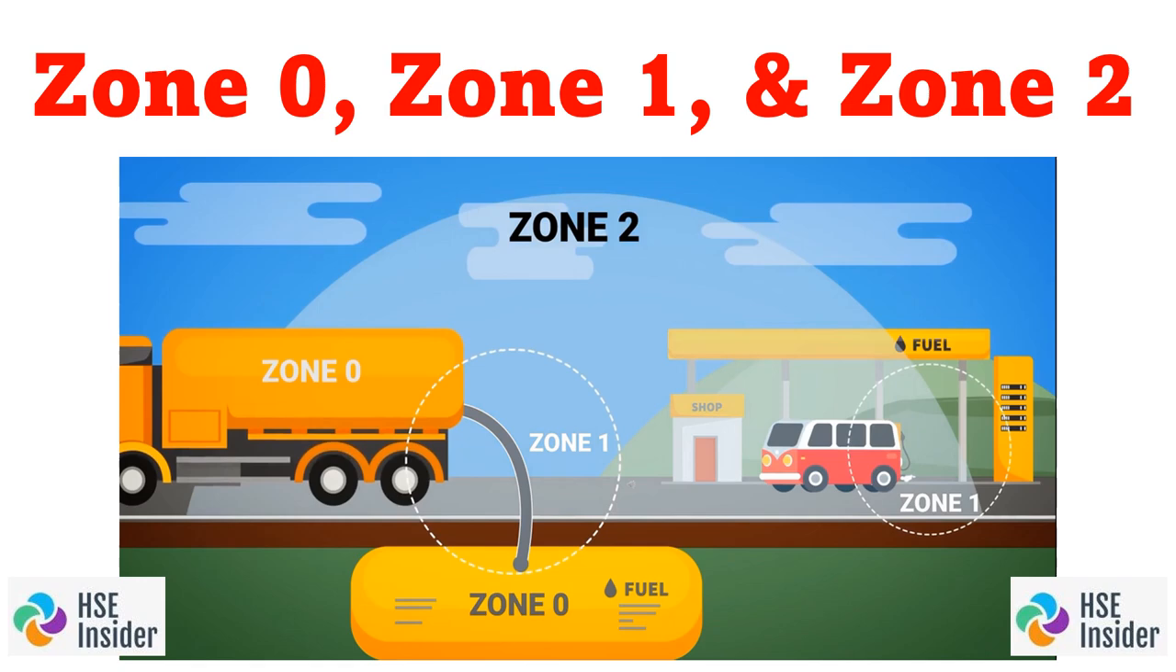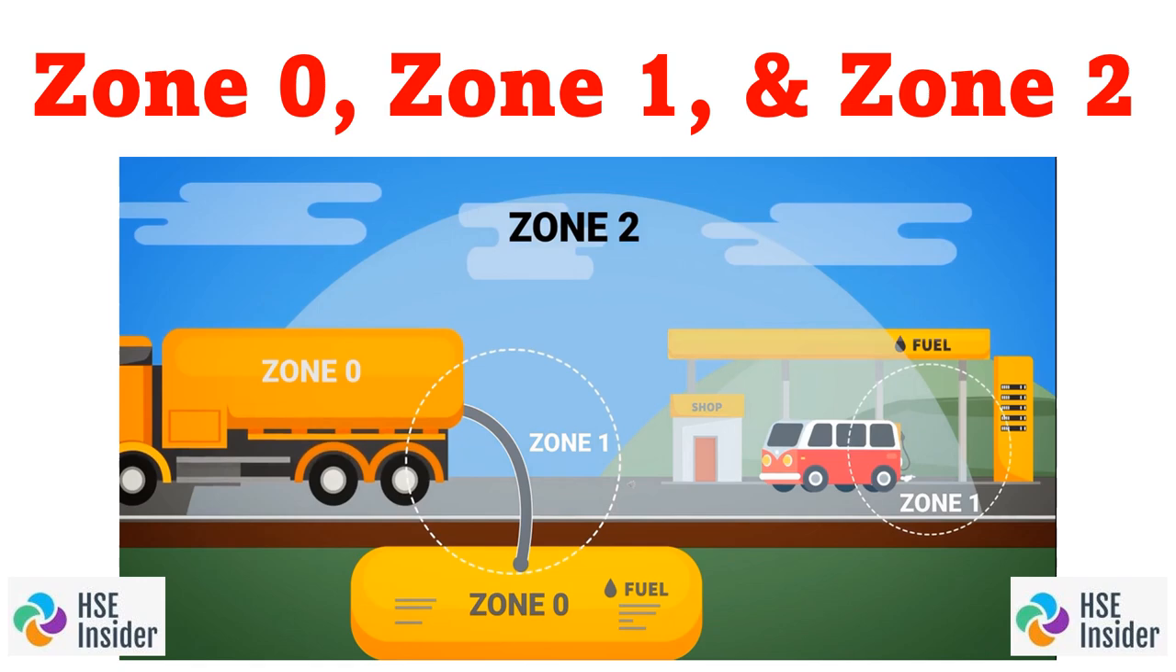The next area, Zone 1, is the area where an explosive atmosphere is likely to occur under normal operating conditions. Although the presence of an explosive atmosphere in Zone 1 is not as constant as in Zone 0, it is still a high risk area that requires precautions to be taken. Equipment used in Zone 1 must be designed to prevent the ignition of hazardous substances and to minimize the risk of explosion.